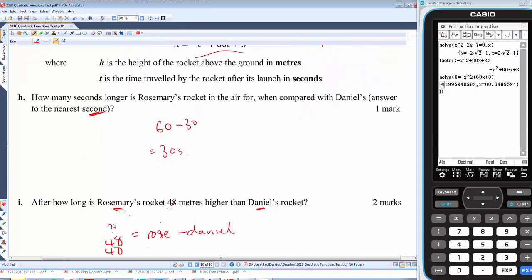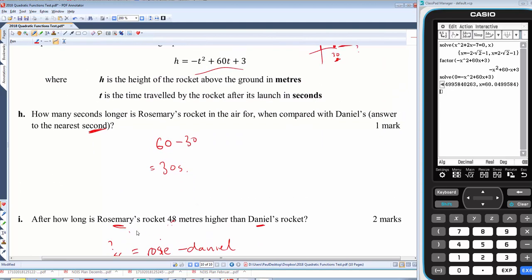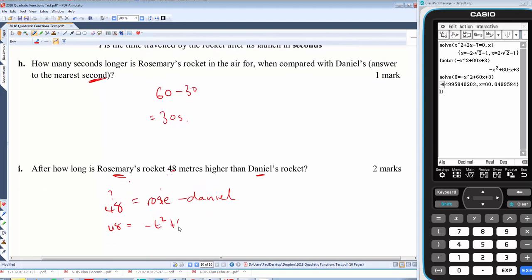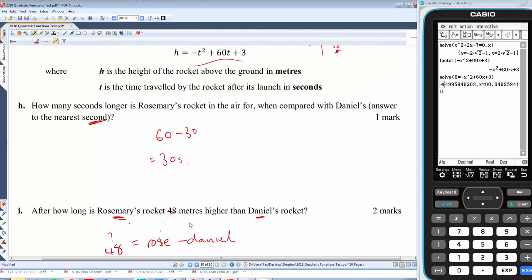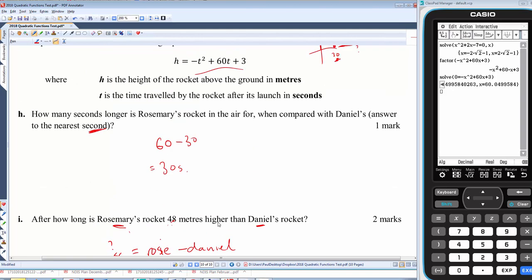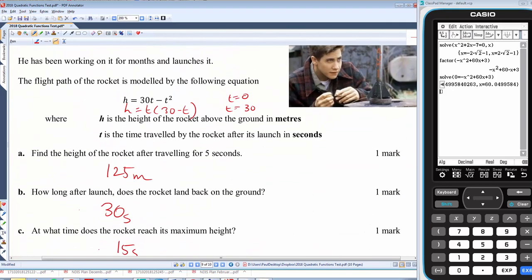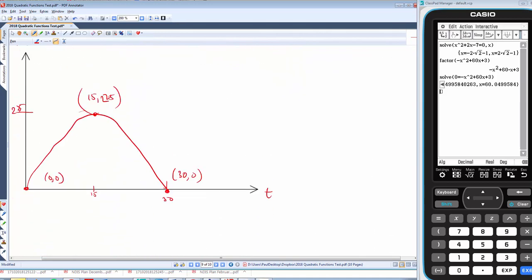Rosie's function is this one here, so negative t squared plus 60t plus 3, and I'm going to remove Daniel's from that. Daniel's is up here, 30x take away x squared.